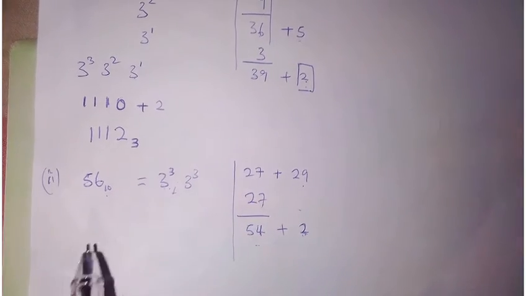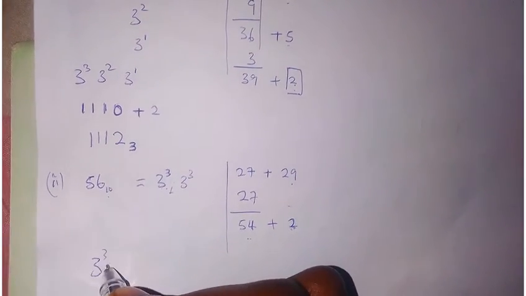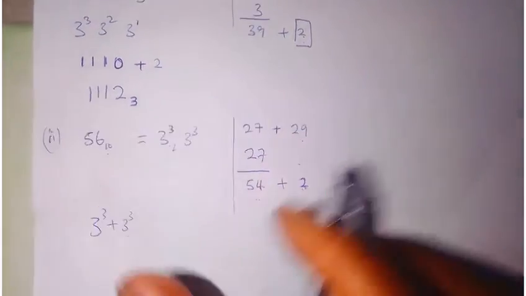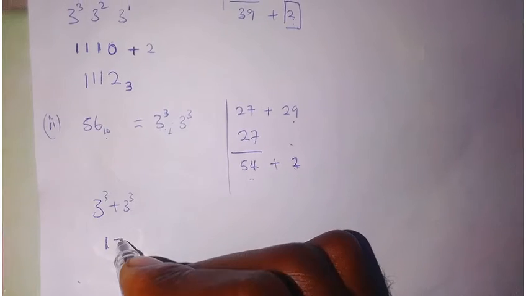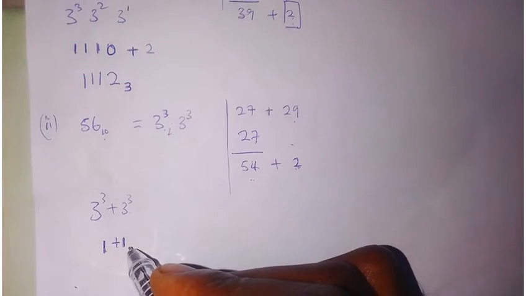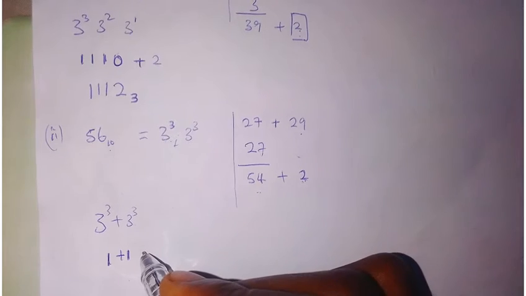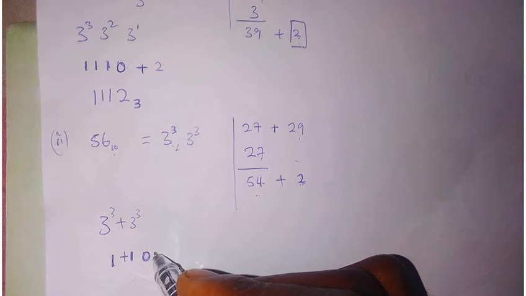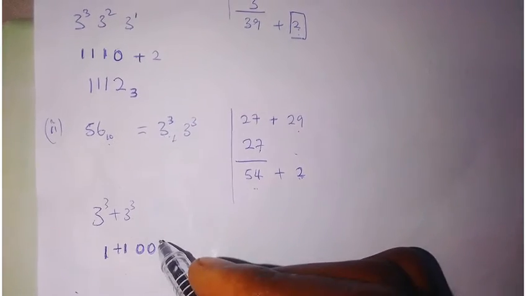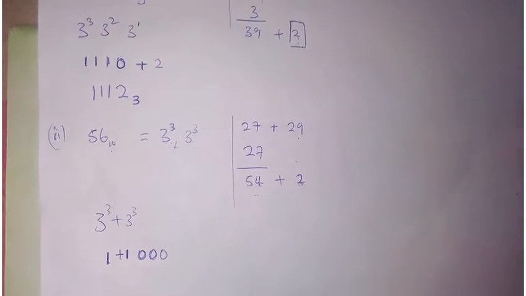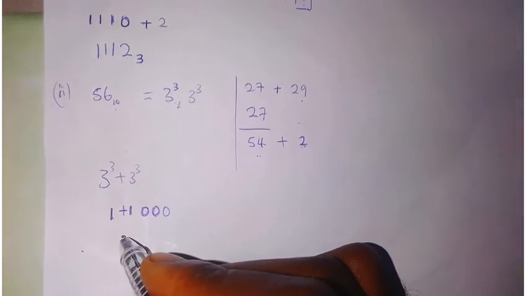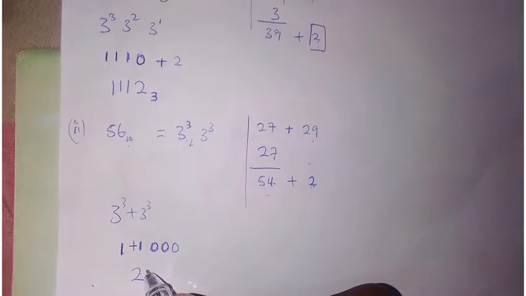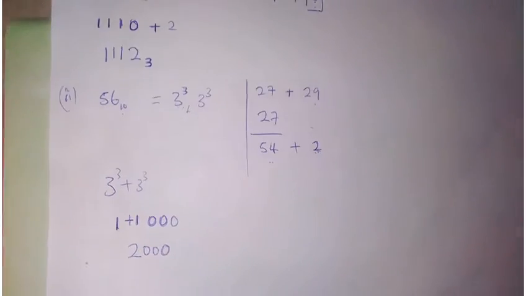So this becomes 3 raised power 3 plus 3 raised power 3, and that's going to be all. Remember, this is what 1 plus 1, then there's no 3 raised power 2. 3 raised power 2 is what? 0. 3 raised power 1 is what? 0. And 3 raised power 0 is what? Sorry, 0. Now this plus this gives me what? 2. So my answer is 2, 0, 0, 0. That's the answer.